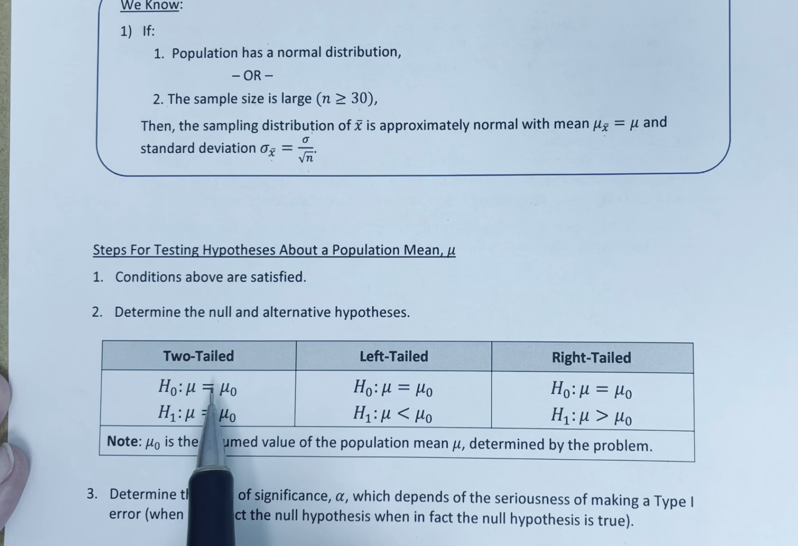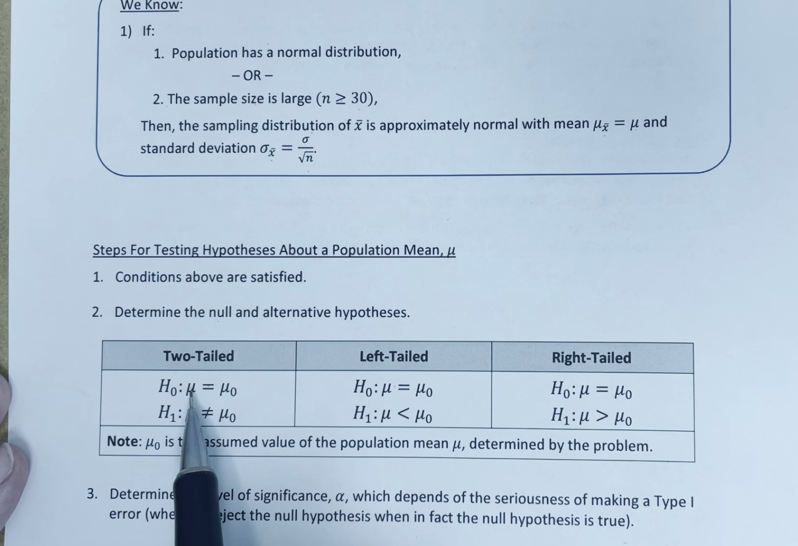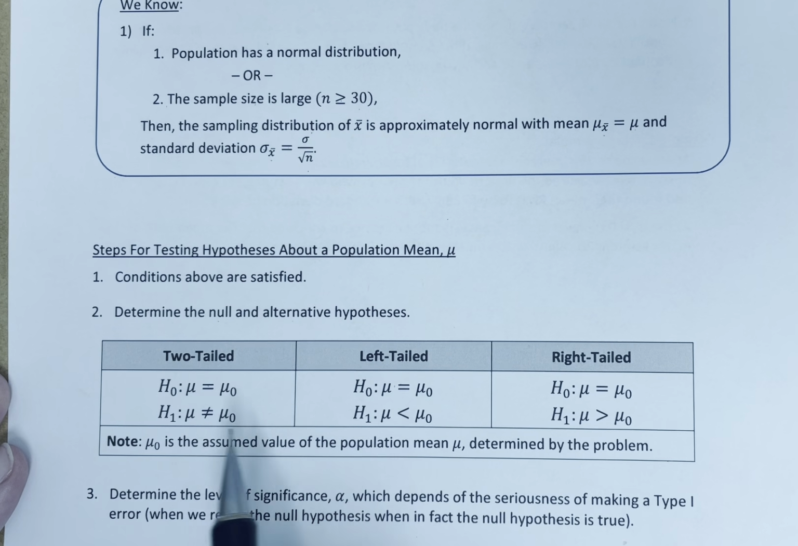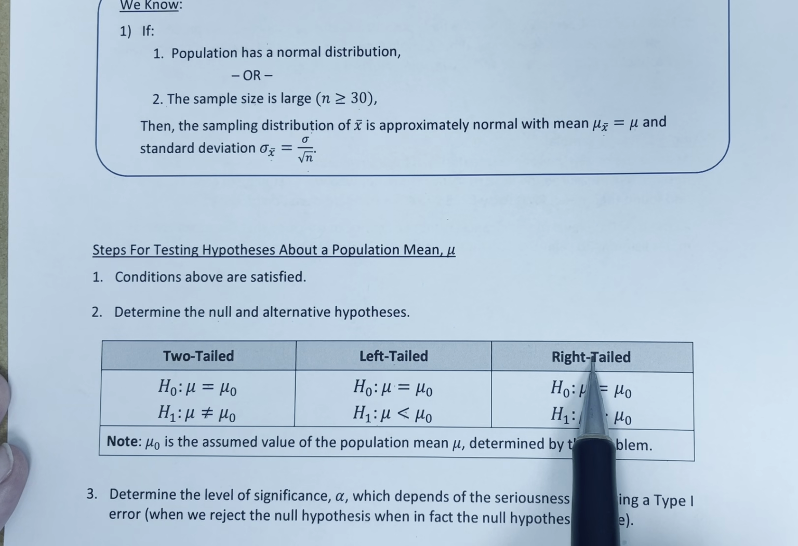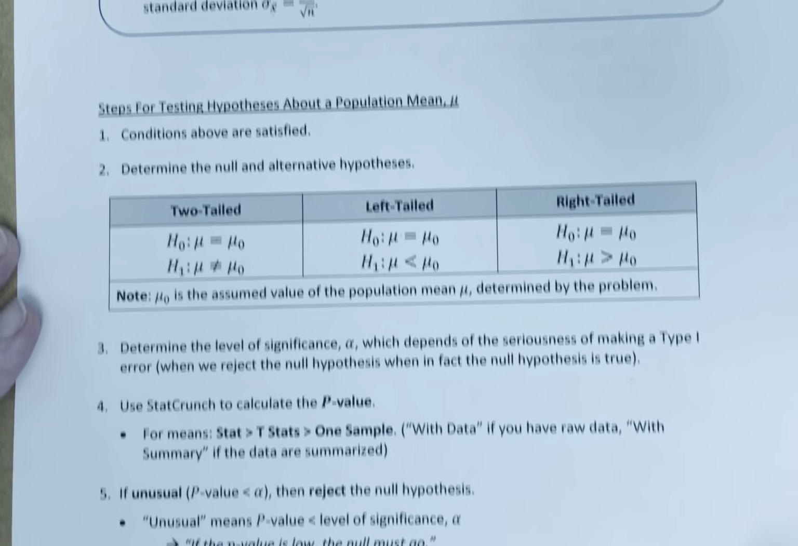In this case, as a reminder, your null hypothesis is always a statement of equality. So we're using the population mean this time, and a two-tailed test is not equal to. A left-tailed test, your alternative hypothesis is less than, arrow pointing to the left. A right-tailed test, your alternative hypothesis is greater than, your arrow pointing to the right. Mu sub 0 is the assumed value of the population mean mu determined by the problem.